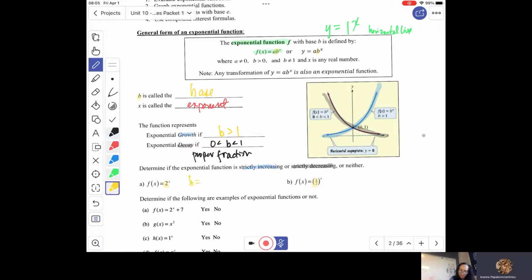So looking at this first example, what is B? B is 2. So is it strictly increasing, strictly decreasing, or neither? Increasing. It is strictly increasing. So we have growth. What about the next one? What is B? B is a half. So it is strictly decreasing. So we have exponential decay. Okay?